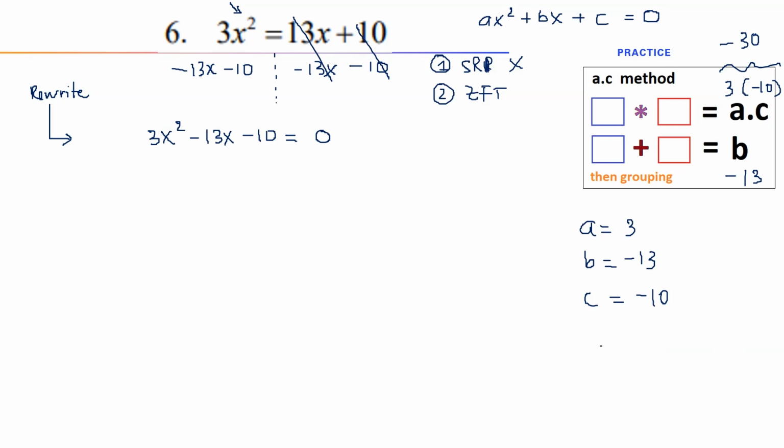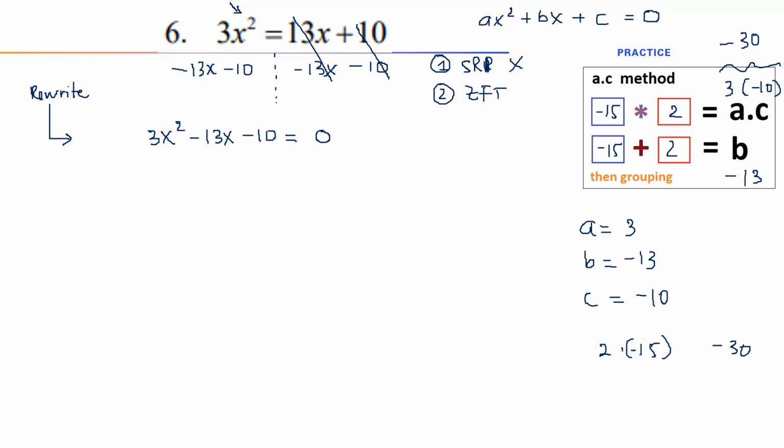And we come up with 2 and 15. That looks great, right? With the negative on the big number, it's going to be negative 30 for the product. And for the sum, it's going to be negative 13. So that works. So we have negative 15 here and 2 here.